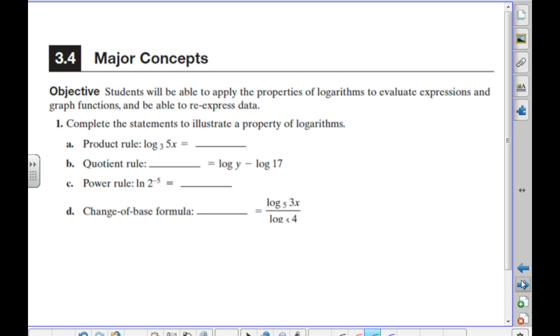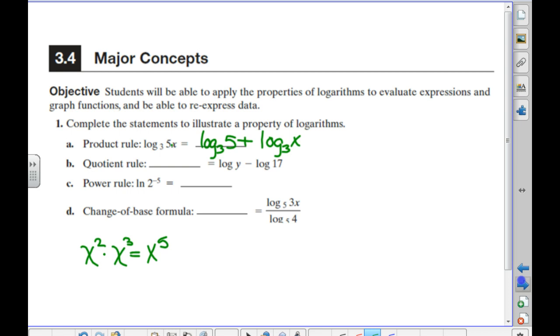Can someone explain the product rule here? How can we rewrite this product of 5 times x? Yes. When you have the log of a product of 5 times x, you can rewrite it as the log of 5 plus the log of x. It goes back to when it was a multiplication problem, Caleb, you added the exponents. When it's a multiplication log, you add the logs.